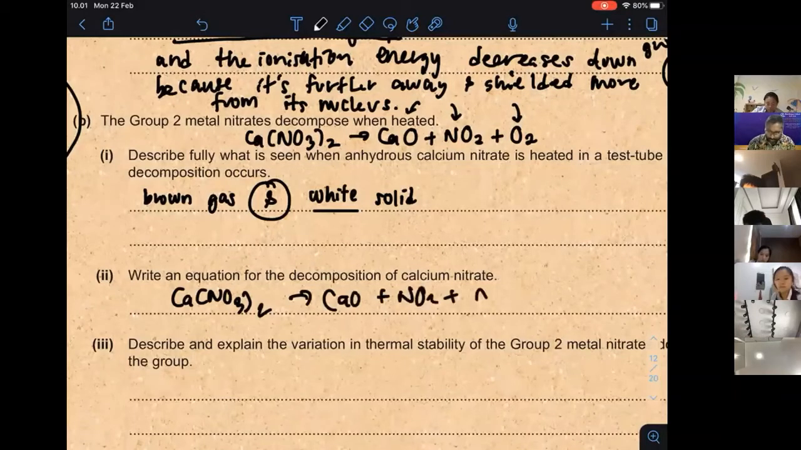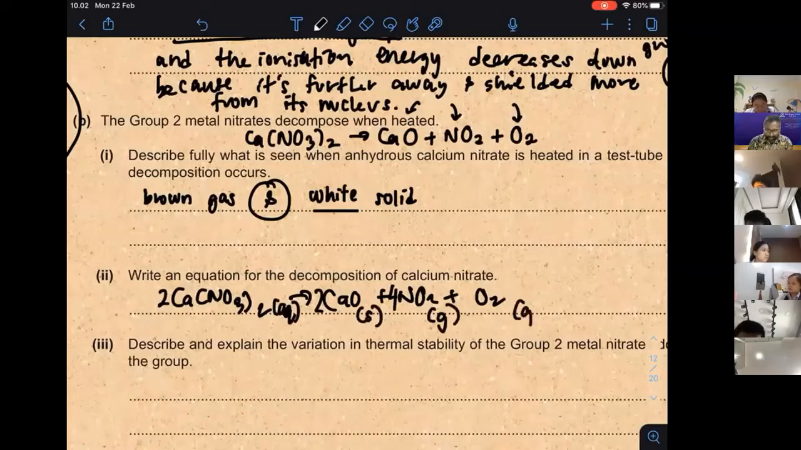So if they ask you to write down, then make sure you write down the state and also try to balance. So here, you need to balance. I just put 2, I put 4. If I balance this, I'm going to put 2 here. So nitrates are aqueous. This is solid. This is gas. This is gas.